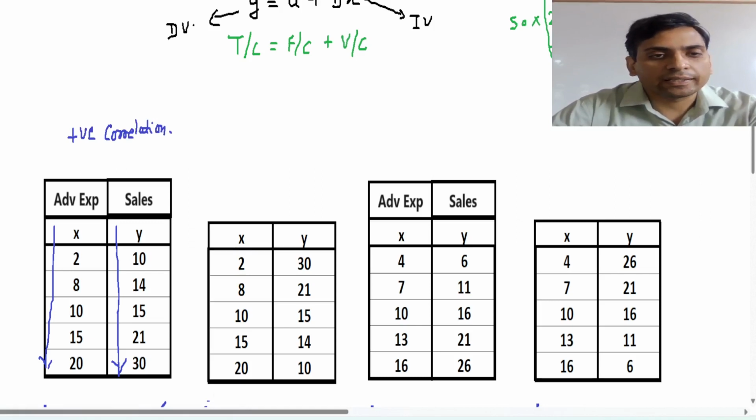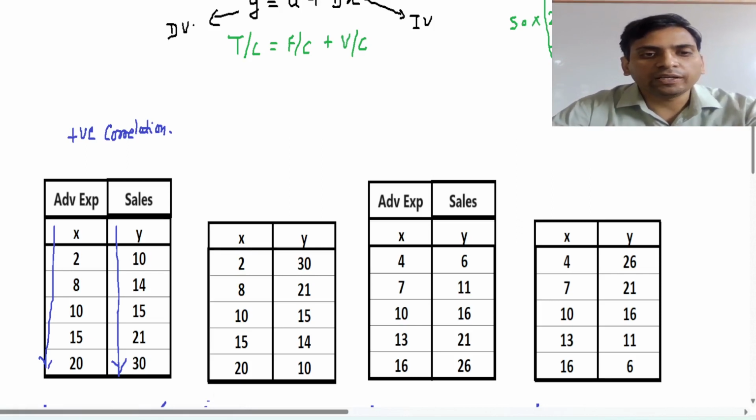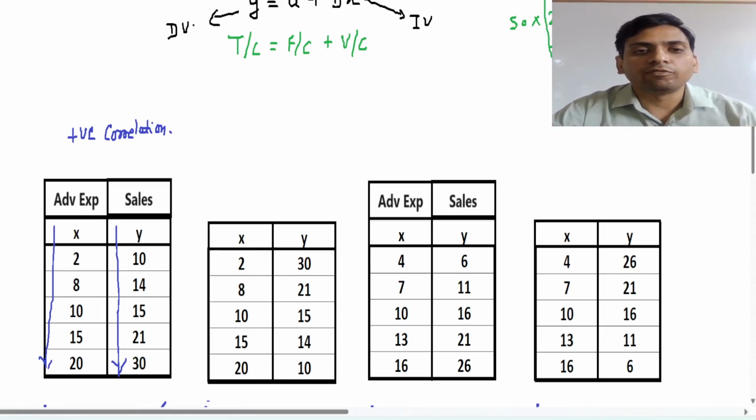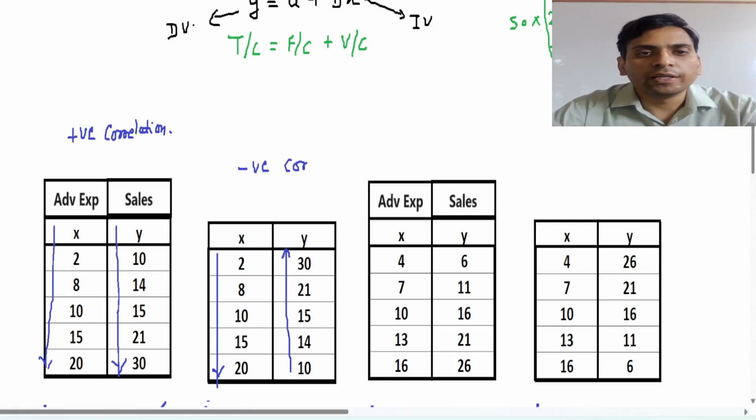And for this data set, the first variable is x, the second is y, and the first is in an increasing pattern, 2 to 8, 8 to 10, then 15 and 20. But the second, y, is in a decreasing pattern. This value is 30, then next is 21, next is 15. So one variable is increasing, the second variable is decreasing. This means both variables are in opposite directions. So when both variables are in opposite directions, this is considered as negative correlation.